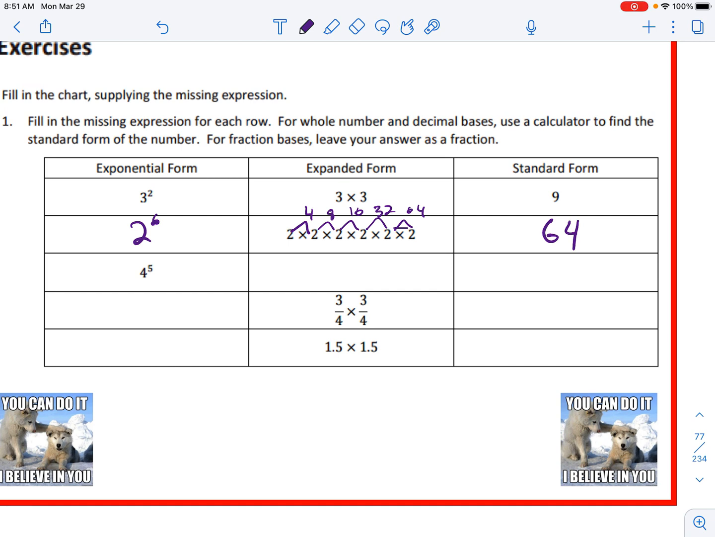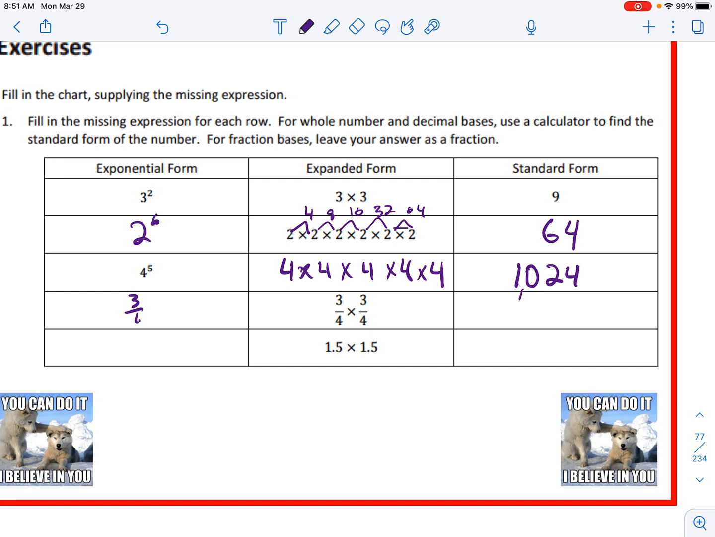Okay, now the next one, we have 4 to the 5th power. So this is 4 times 4 times 4 times 4 times 4. Okay, we're not going to take the time to multiply this, but we could. It's not very difficult. 4 times 4 is 16. Then you would multiply 16 times 4, and so on and so forth. The answer is going to come out to 1,024.